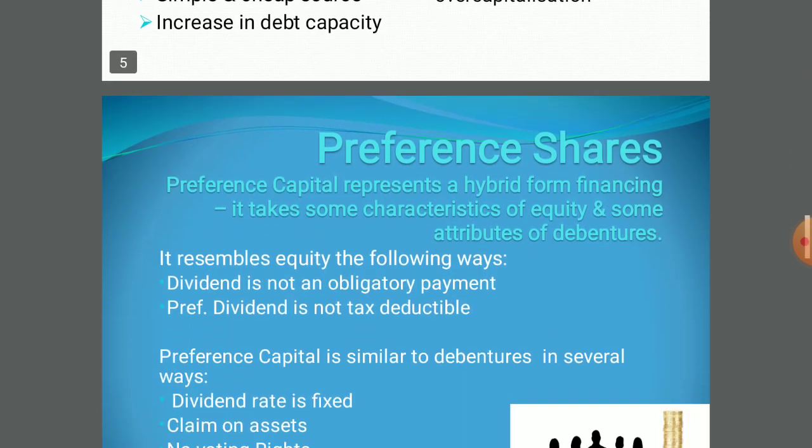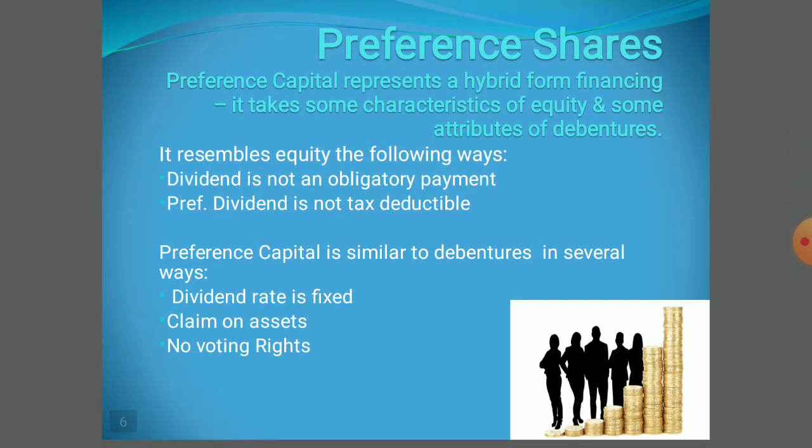Next type of share is preference shares. Now, why the name preference shares? The name is given just because they get preference or priority over the equity shareholders for getting the benefits, and that is why they are called preference shares. And we can see that preference capital represents a hybrid form of financing. Why hybrid form? Because it has some characteristics of equity shares and some characteristics of debentures.